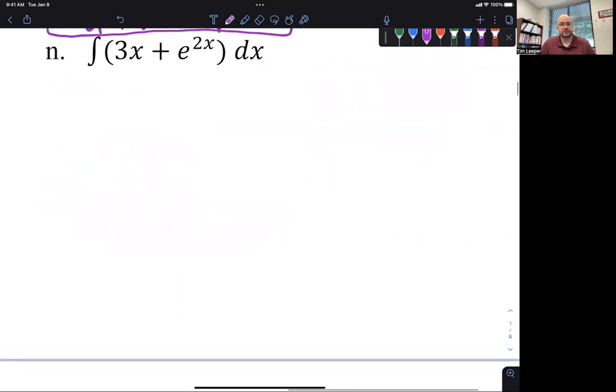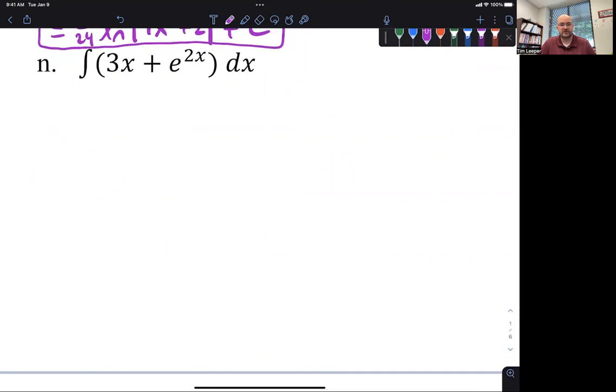For N here, the integral of 3x plus e to the 2x dx. Now, after having done a bunch of u substitutions, we throw a curveball in here, and this, you just find its antiderivative as is. Now, the antiderivative of 3x here. Well, first of all, add 1 to the exponent, makes that x squared. Divide 3 by 2, that gives you 3 halves.